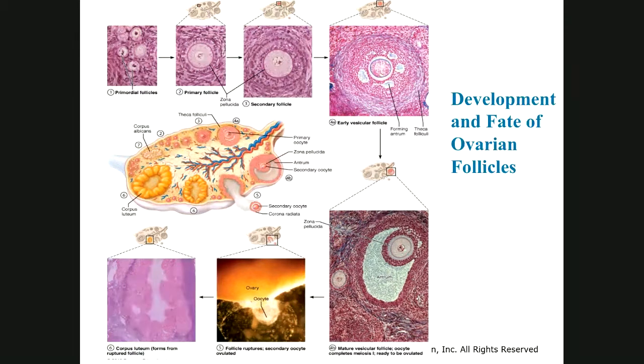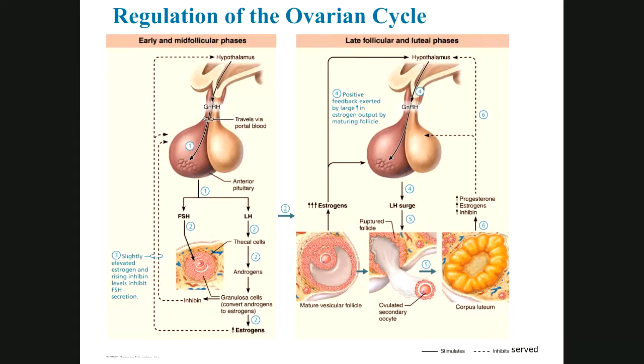If pregnancy happens, the corpus luteum produces hormones that will help this pregnancy until the placenta can take over, and it takes about 3 months. All right. Of course, the ovarian cycle is under hormonal control by the hypothalamus anterior pituitary axis.